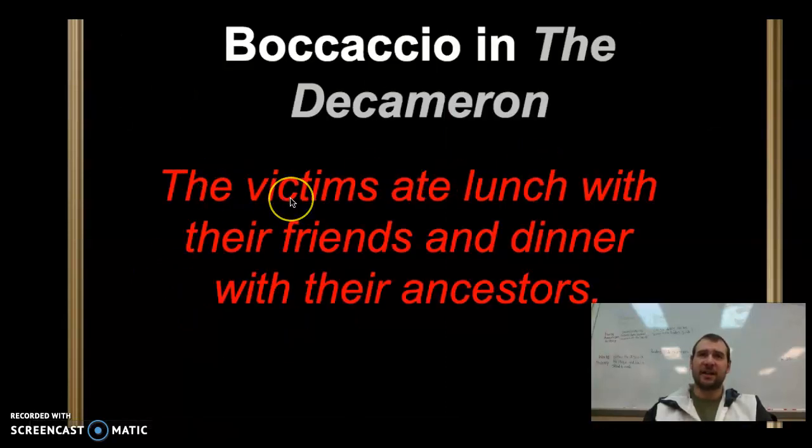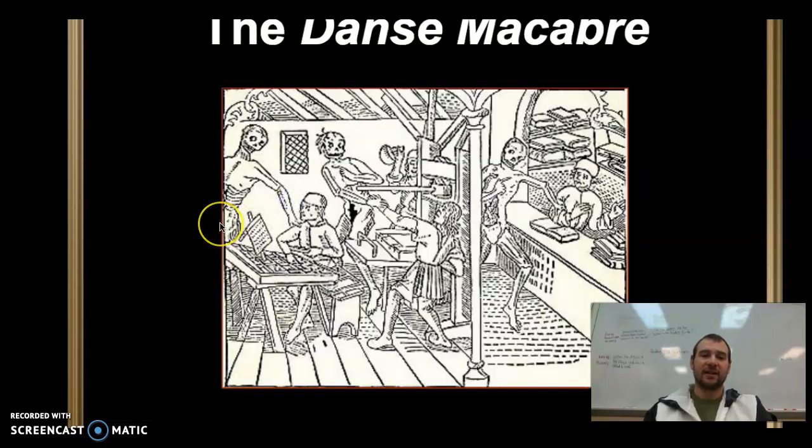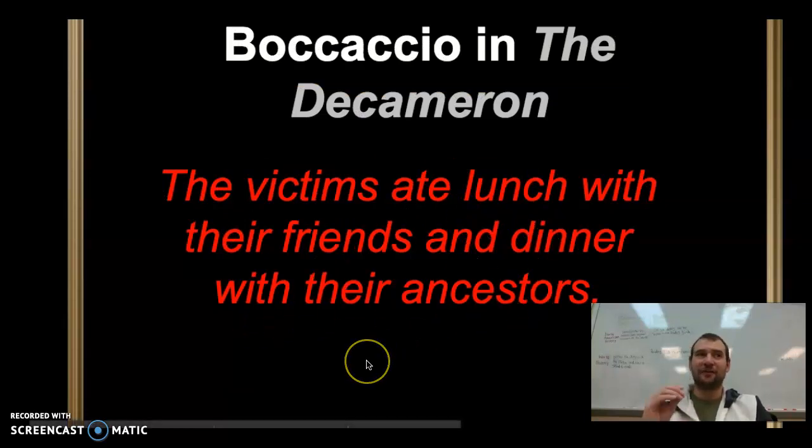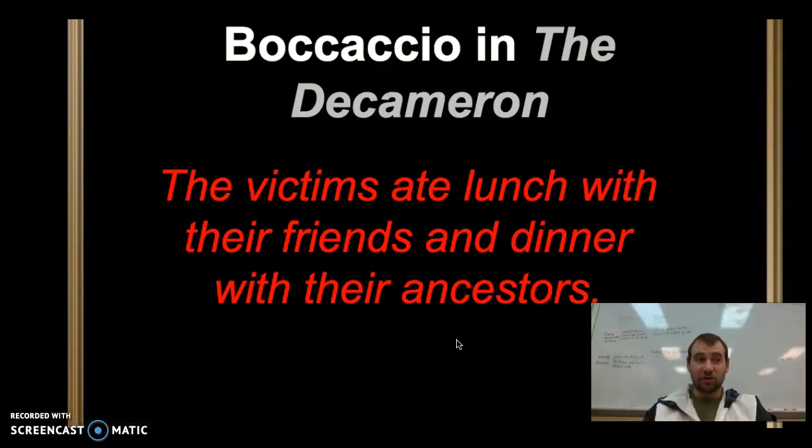Here, because the plague can hit you fast, okay? And this one does a good job of explaining that. The victims ate lunch with their friends and dinner with their ancestors. Just showing how fast you can get sick and die. You could be fine for breakfast or lunch in this case, and then by that night, you could be dead. It just happened so fast. So you never really knew when it was your time, because you could wake up feeling great, and 12 hours later you could be dead that fast. So for a lot of people, that was a scary part. It could happen and it could progress so quickly.